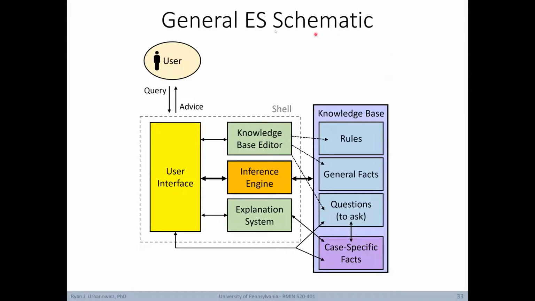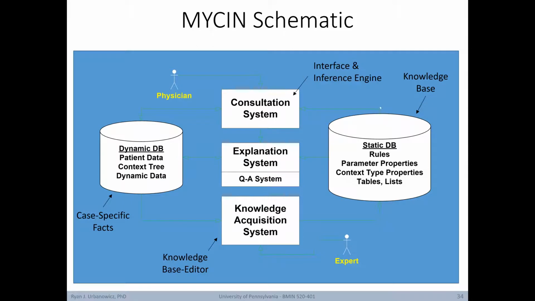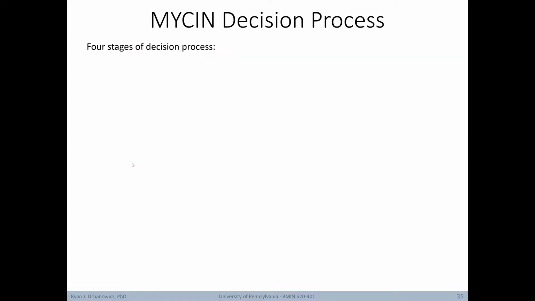Recall from our earlier lecture this schematic of a general expert system. As we'll see in a moment, the MYCIN system includes a lot of these same components. Here's a schematic of MYCIN, not quite organized in the same way as the earlier schematic, but we have our knowledge base over here on the right. Included here is a static database including rules, parameter properties, and some other information. Up here we have our inference engine, which is called a consultation system in MYCIN. We have an explanation system, and a knowledge acquisition system, which can also be thought of as the knowledge base editor. Over here we have the dynamic database, so these would be our case-specific facts being added to our database over here on the left.